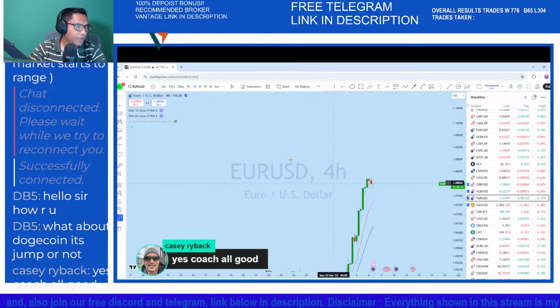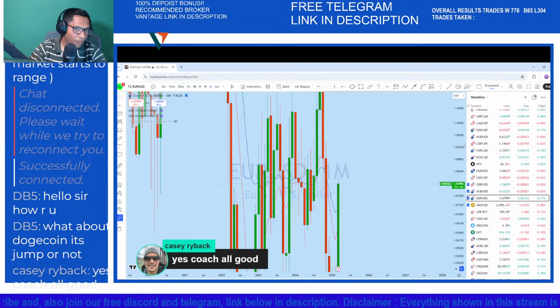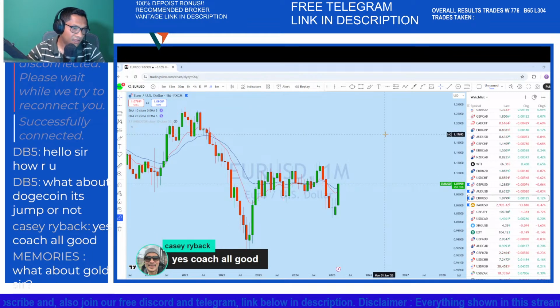Euro dollar. Okay, looking at the monthly to see the overall picture in this market. Now looking at the monthly on euro dollar.